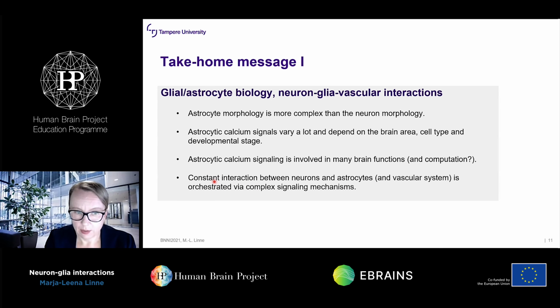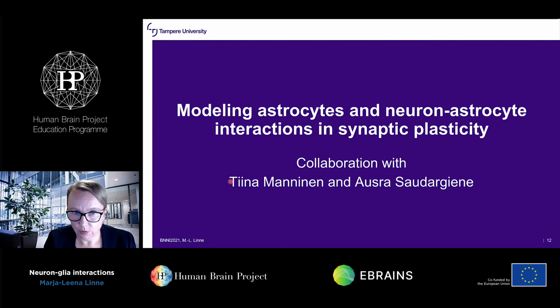And fourth, constant interaction between neurons and astrocytes and also with the vascular system is orchestrated via complex signaling mechanisms. And this is all work that the glia biologists within neuroscience have shown. But many times this gets forgotten because it's a bit like a separate community. Those who study neurons are a separate community, and those who study glia are another community. So next we are going to look at the modeling of astrocytes and modeling of neuron-astrocyte interactions in synaptic plasticity.